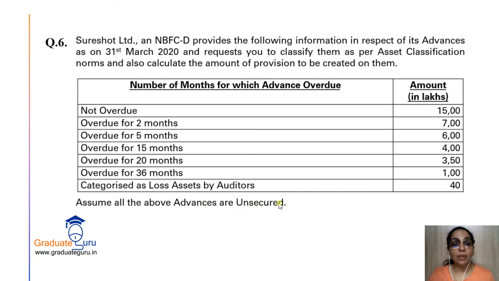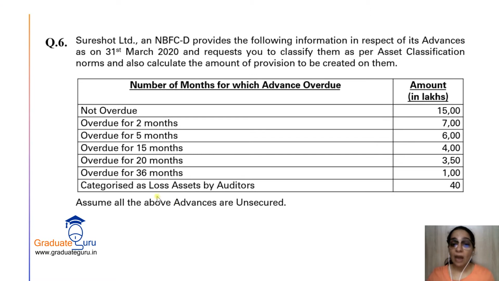So why have they given us this? For our doubtful assets. Because for the assets that become doubtful, I need to know if they are secured or unsecured. So it is mentioned here that all the advances are unsecured, which means whatever we categorize as doubtful will also be unsecured only.